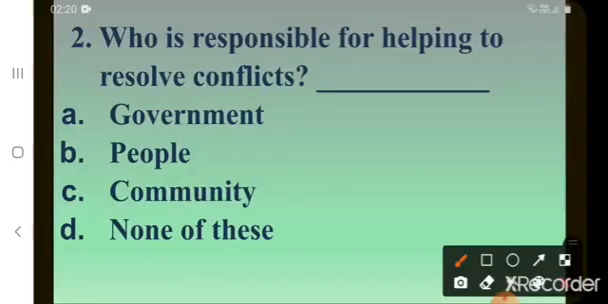Second one. Who is responsible for helping to resolve conflicts? A. Government. B. People. C. Community. D. None of these. What's the correct answer? Yes. A. Government. Government is responsible for helping to resolve conflicts.